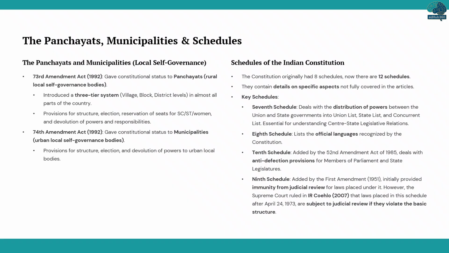Key ones include the 7th Schedule, which is vital for understanding center-state legislative relations by detailing the union, state, and concurrent lists of powers. The 8th Schedule lists India's official languages. The 10th Schedule, added by the 52nd Amendment in 1985, contains anti-defection provisions. And the 9th Schedule, added by the First Amendment, initially provided immunity from judicial review, but as clarified in the 2007 I.R. Coelho case, laws placed in it after April 24, 1973, can now be judicially reviewed if they violate the basic structure.